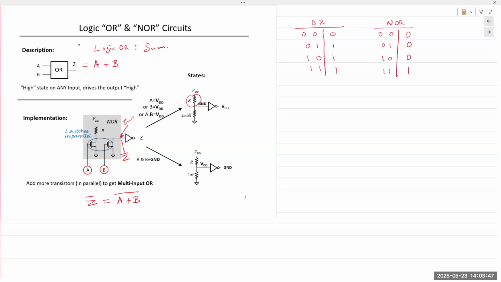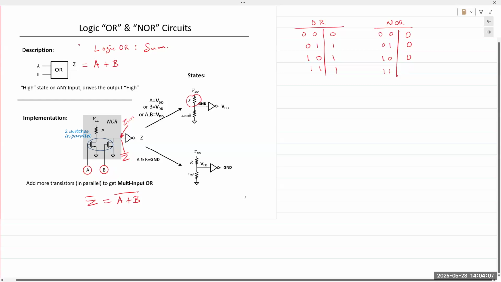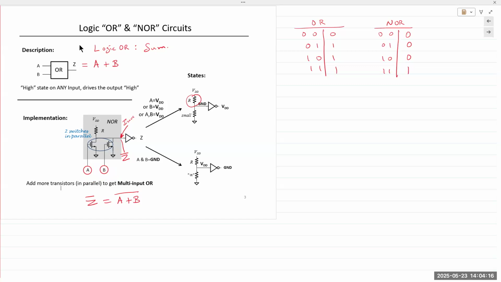So if you look at those two transistors, if any single one of those transistors is on, you have a direct pathway to ground. Meaning if A or B is 0, output goes to ground. Okay, so if either A or B are 0, then the output goes to high, not low. And that's why we get an inverted output. Hence, we get a NOR gate.